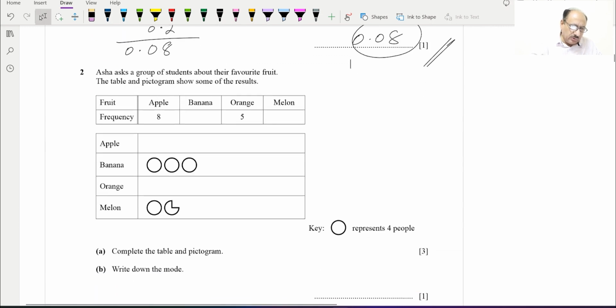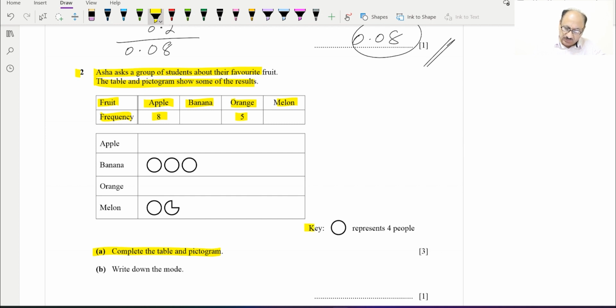Now question number 2, and question number 2 says Asha asks a group of students about their favorite fruits. The table and pictogram show some of the results. Fruits are apple, banana, orange and melon, and frequency is 8 for apple, 5 for orange. We have to fill these two frequencies for banana and melon. A part is to complete the table and the pictogram.